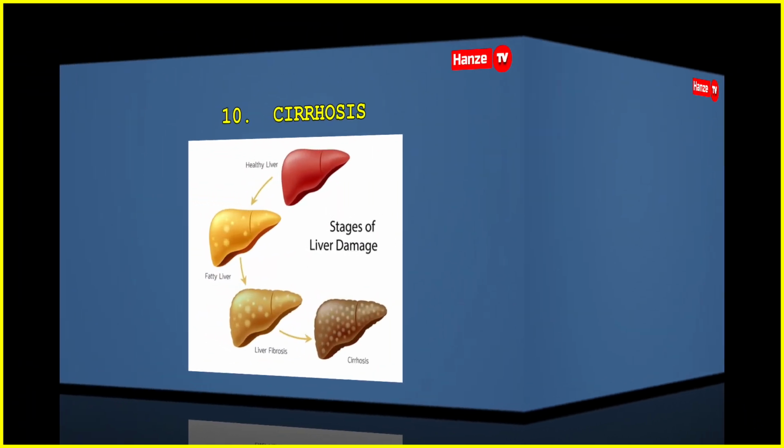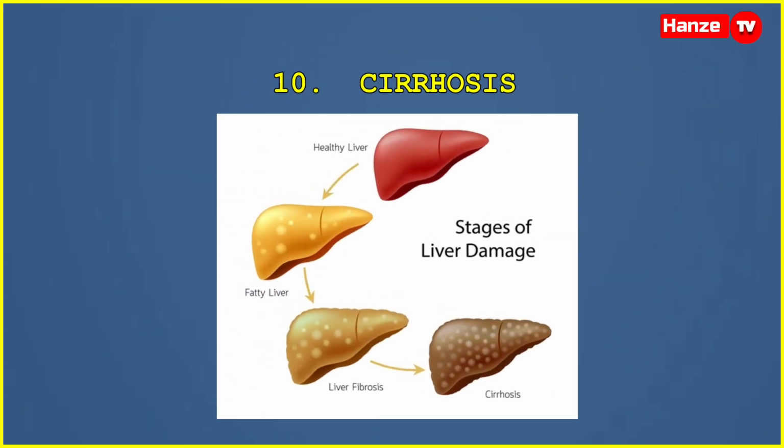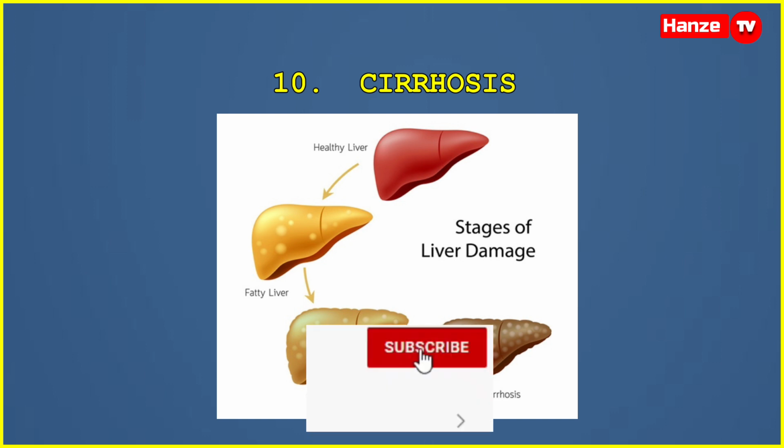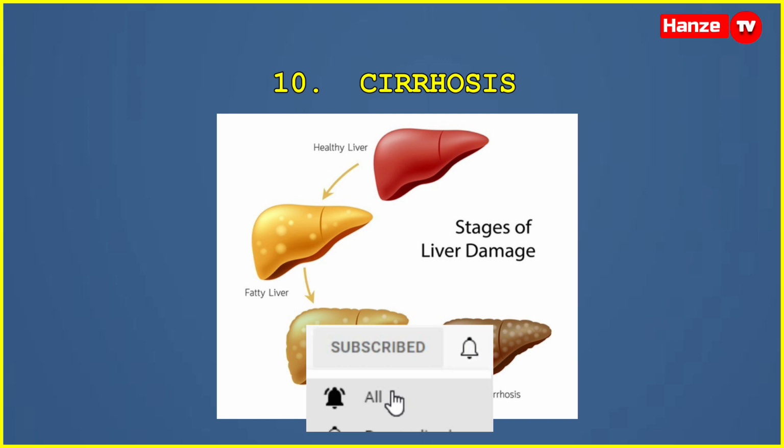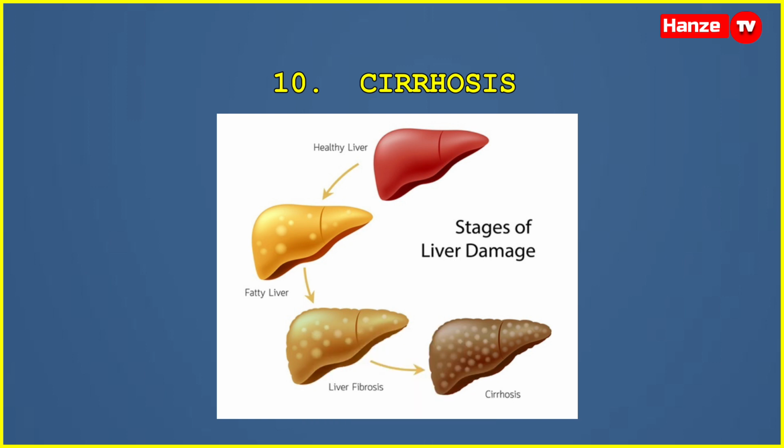Number 10. Cirrhosis. Cirrhosis is the result of chronic or long-term scarring and damage to the liver. The damage may be the result of a kidney disease, or it can be caused by conditions such as hepatitis, alcoholic liver disease, or non-alcoholic fatty liver disease.